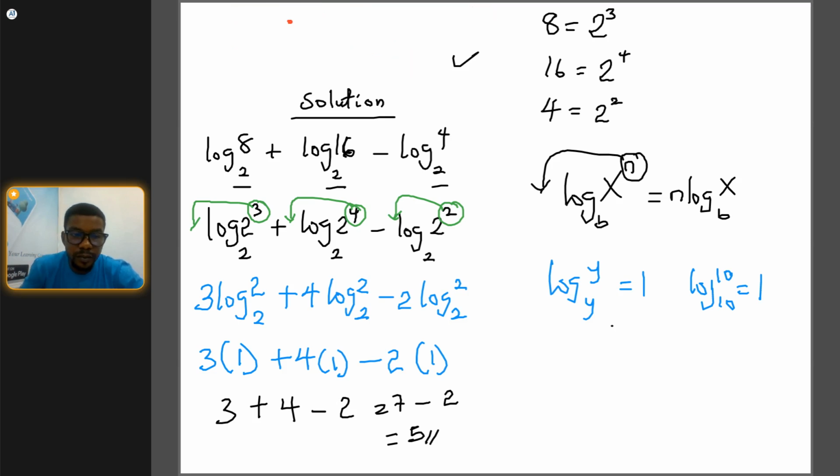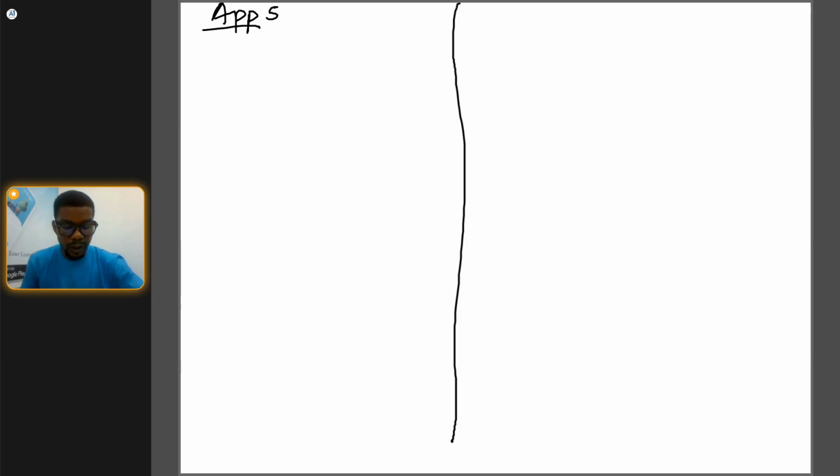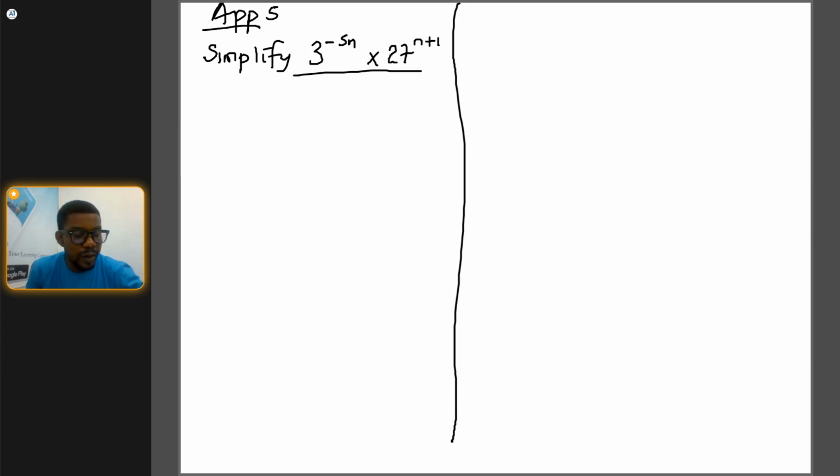Application 5. Okay, so we've considered a logarithm question. Let's consider another question under indices again. So simplify 3 raised to the power of minus 5n multiplied by 27 raised to the power n plus 1, over 9 raised to the power 1 minus n. UTME question 2013. So we solve this together. Solution.